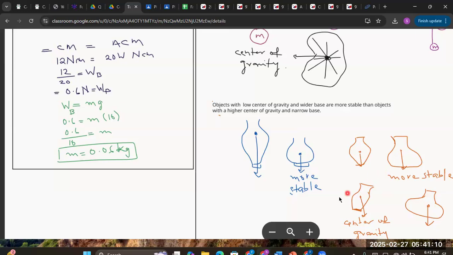Okay. For example, if we take a look at this example over here, you can see that the center of gravity is at the same height. But when the object tips, if the base is small, the center of gravity quickly moves out of the base and the object will fall down. On the other hand, if the base is wide, even if the object tips over, the center of gravity is still within the base. So the object will simply fall back to its normal position, right?